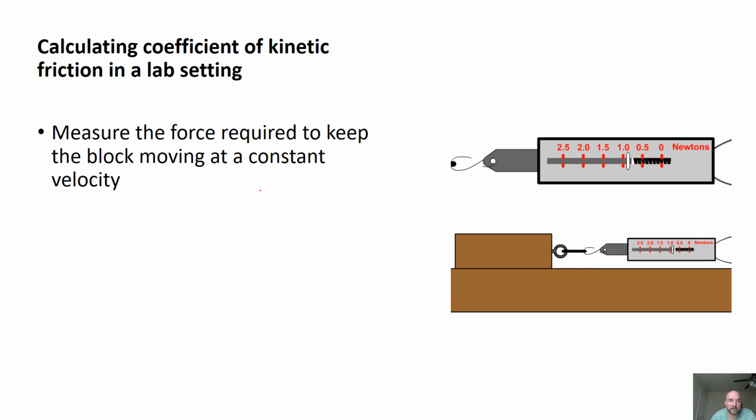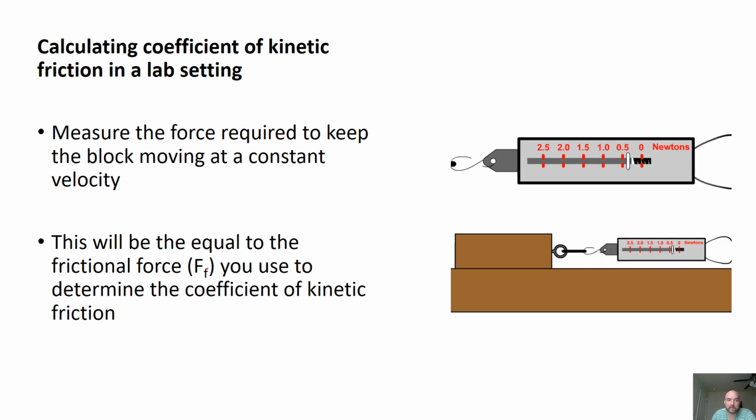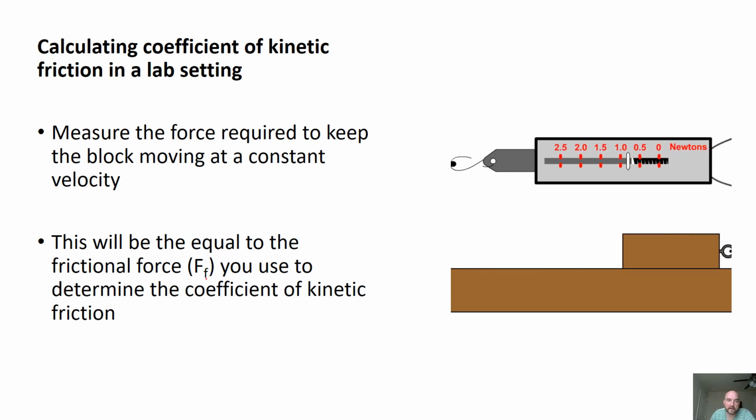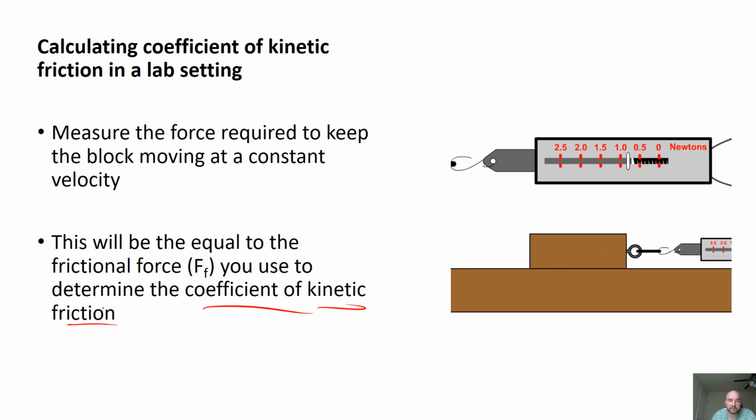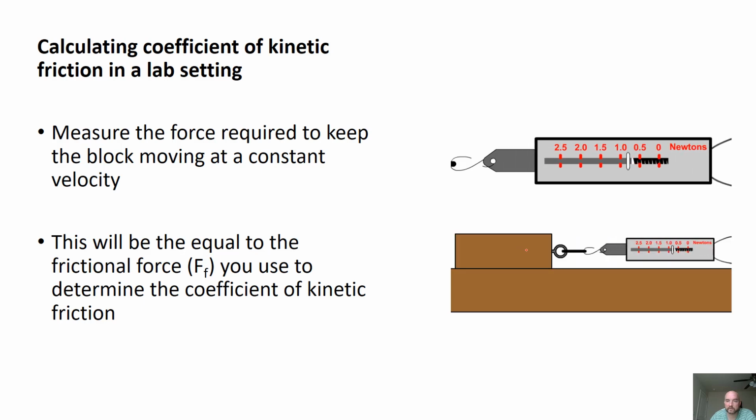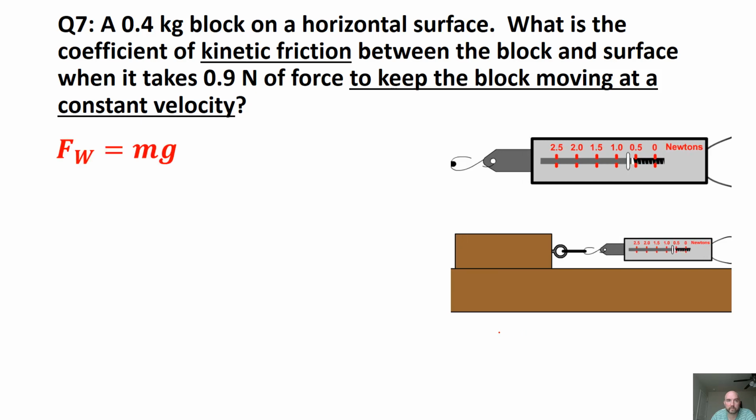So you take a reading of the force of friction when you have that constant velocity. That'll be your F_f that you're going to use to solve for the coefficient of kinetic friction, because we want the object to be moving the whole time. So for this one, we take the value after it starts moving, which is about 0.8.